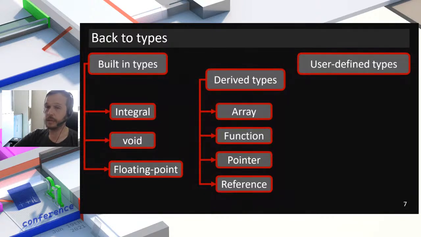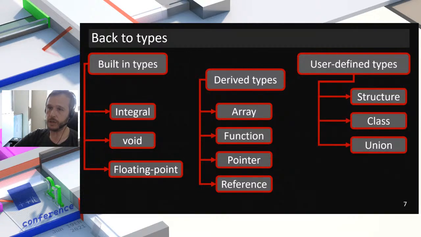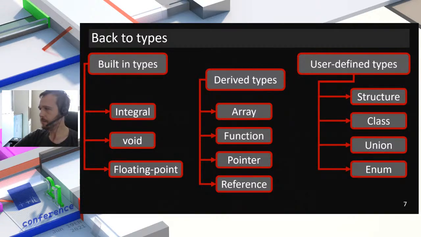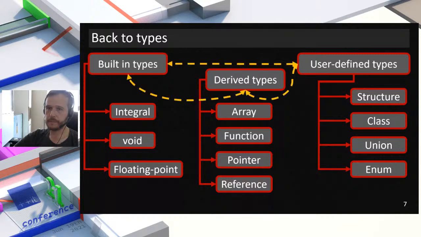User-defined types, in principle, are the simplest ones of those, because you've got structures, classes, unions, and enumerations here. In principle, this is simple. You just go and define your own type, but in practice, they are probably the most difficult part to deal with. And all those types are interconnected. So they use each other a lot.